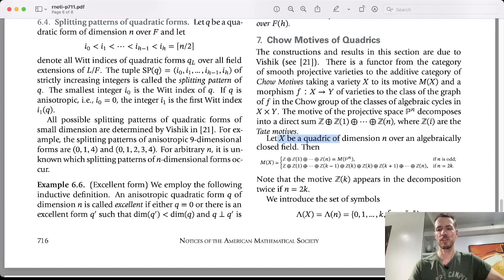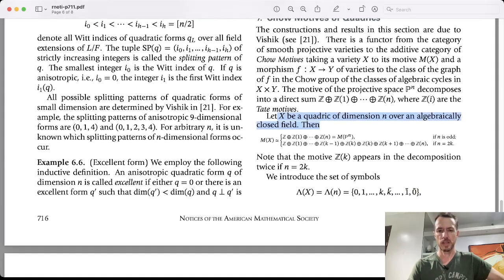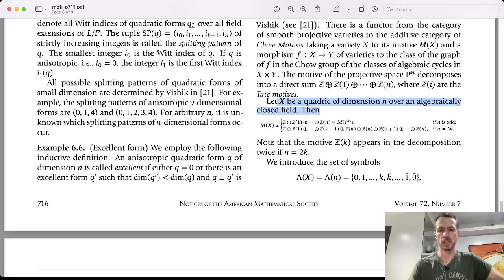Let X be a quadric of dimension n over an algebraically closed field, then the motive of X is isomorphic to integers, direct sum, Tate motive, integers 1, direct sum, direct sum, integers, Tate motive n, equals the motive of projective n space if n is odd. And the motive of X is isomorphic to integers, direct sum, integers, Tate motive 1, direct sum, direct sum, integers, Tate motive k minus 1, direct sum, integers, Tate motive k, direct sum, integers, Tate motive k, direct sum, integers, Tate motive k plus 1, direct sum, direct sum, integers, Tate motive n if n equals 2k. Note that the motive integers, Tate motive k appears in the decomposition twice if n equals 2k.